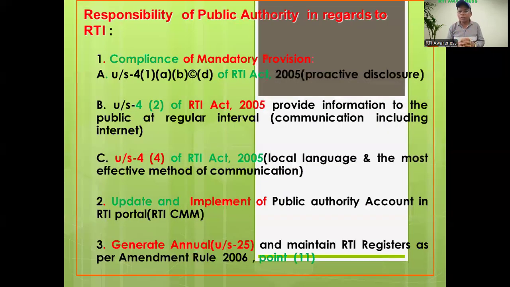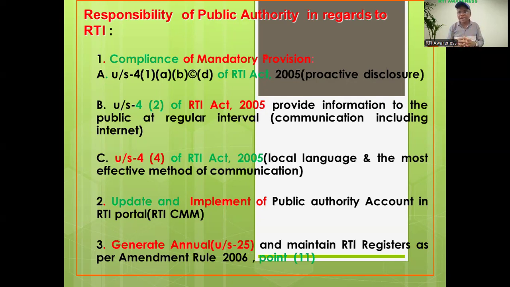What is the responsibility of the public authority? The first and foremost responsibility, as a public information officer or first appellate authority in the public authority, is to comply with the mandatory compliance, that is 4(1)(a), (b), (c), (d). 4(1)(a) says that every record and every RTI register, meaning the information register, appeal register, complaint register, annual report and inspection register, we have to keep in such a way that we catalog, index, file of the file, record of the record, register of the register, for safe maintenance.